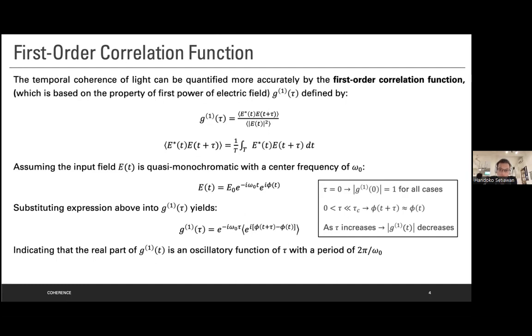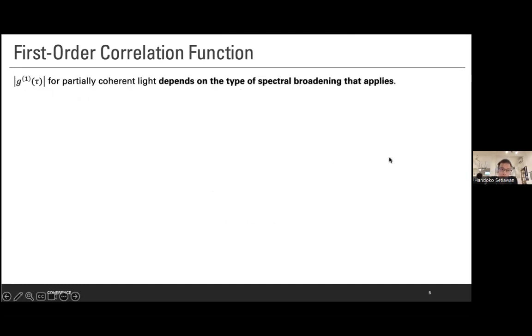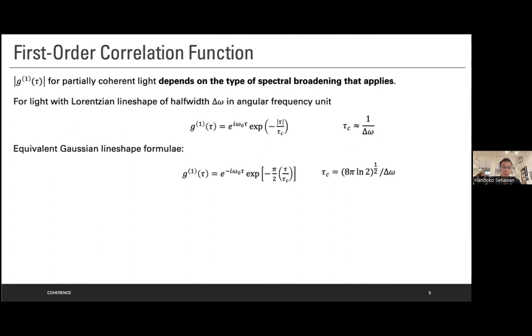Okay, continuing this. We still talk about the first order correlation function here. As we are about to see, the correlation function for partially coherent light in particular depends on the type of spectral broadening that applies. Here's another spoiler for a subject to come. Spectral broadening is not only caused by pressure broadening, like I mentioned. As far as I know from atomic physics, there are three types of spectral broadening: pressure broadening, natural broadening, and Doppler broadening. For now we won't talk about that, as it will be discussed a lot more in the future.